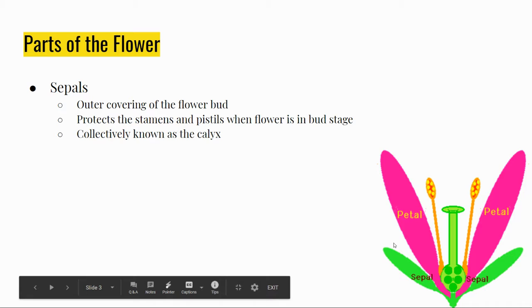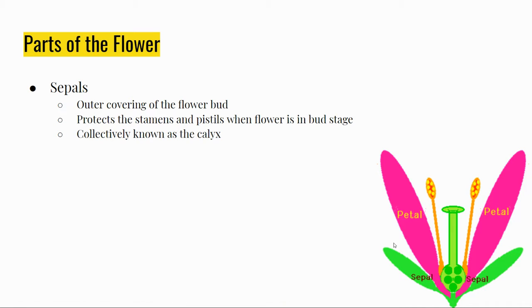You will need to know the parts of the flower. So if you want to go through this video and pause and write down or draw or find a labeled chart of parts of the flower, you will need to be able to do that. So sepals, and you can see the picture here, sepals are the outer covering of the flower bud. Protects the stamens and the pistils when the flower is in bud stage. It is collectively known as a calyx. So the sepals are those tiny little leaf, real thick, waxy looking leaf things at the bottom of a flower.